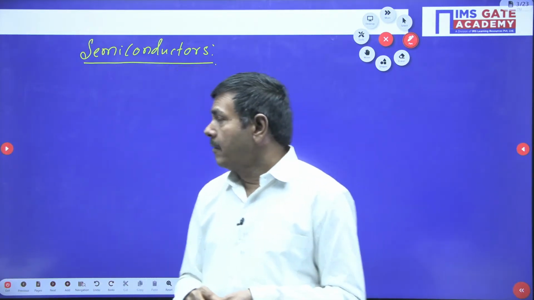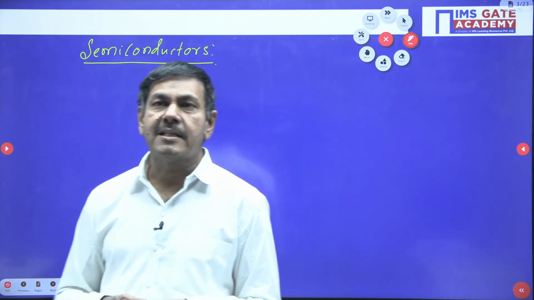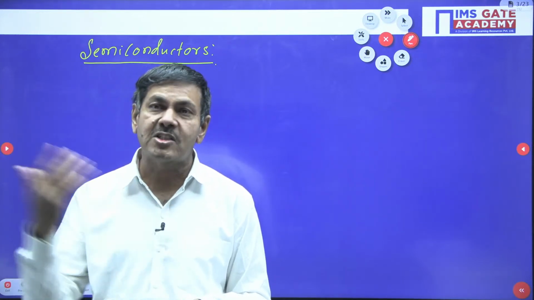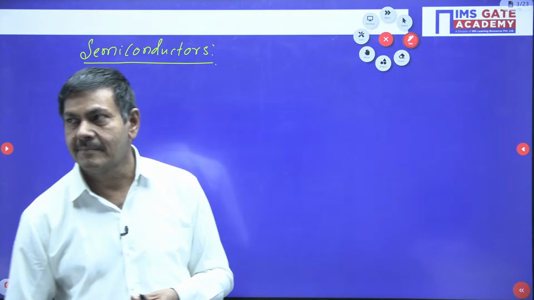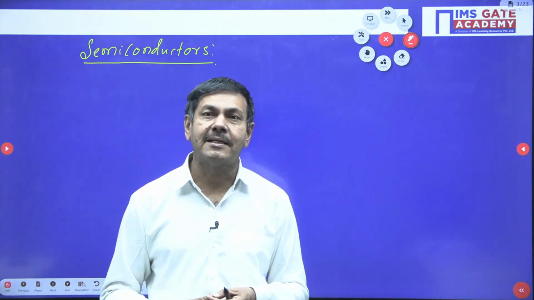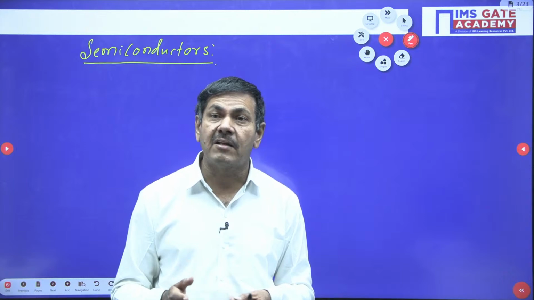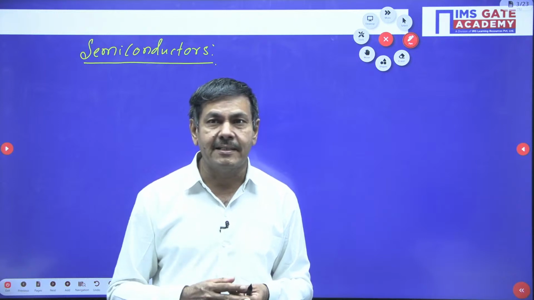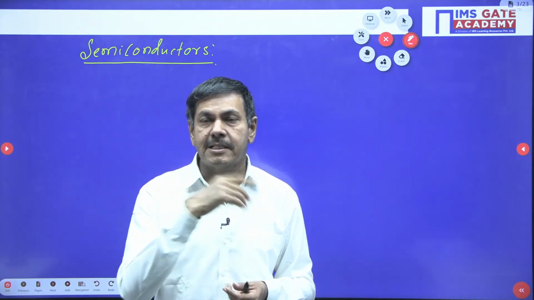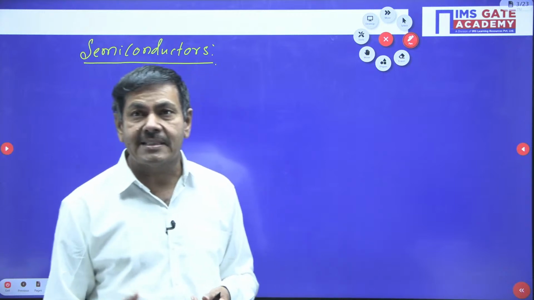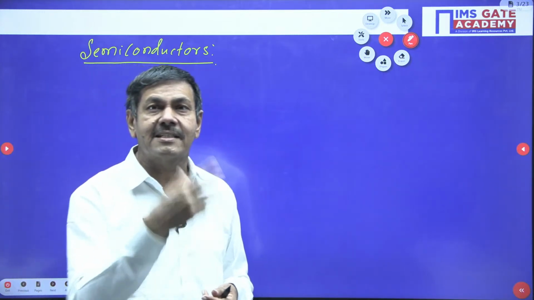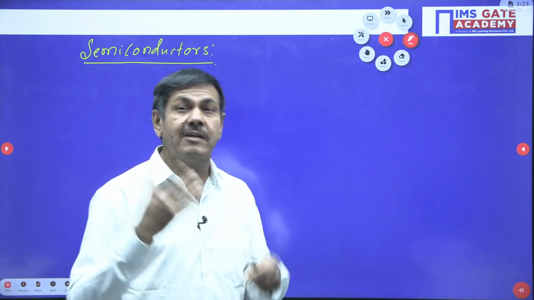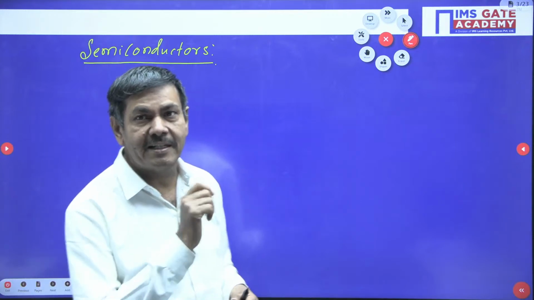Understand my point now. I explained what an insulator is in the last class. The material which doesn't allow electrons to pass through it is called an insulator, I said. And I also explained the conductor. The material which allows electrons to pass through it is called a conductor, I said. What about the semiconductor? The semiconductor is the material which can act like an insulator and also like a conductor. That is a semiconductor.